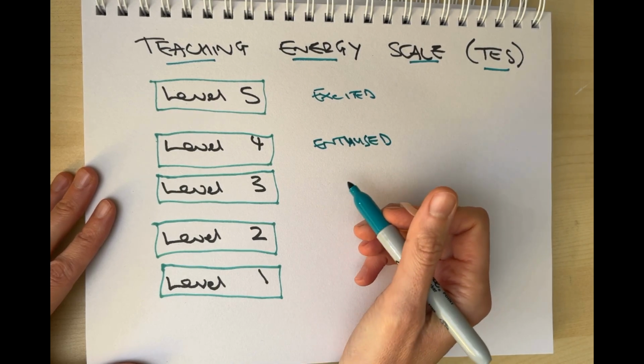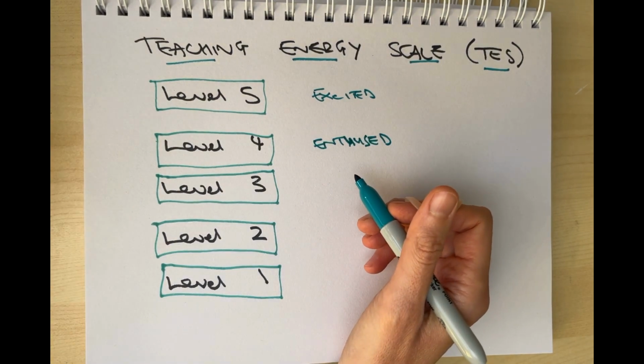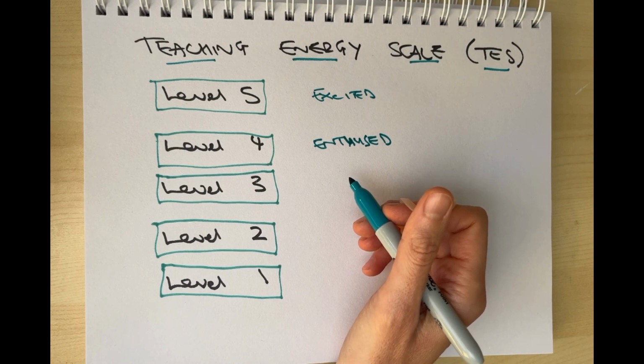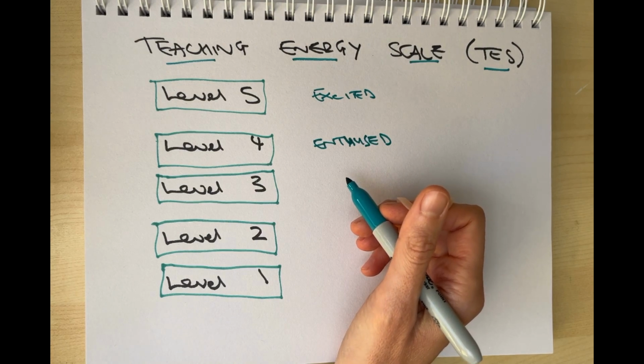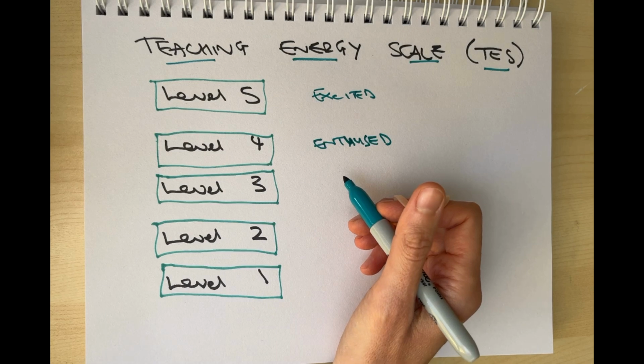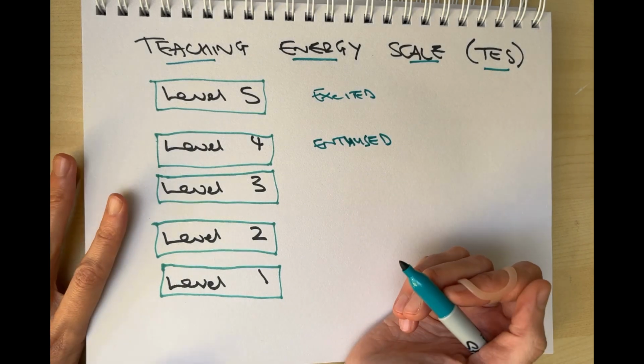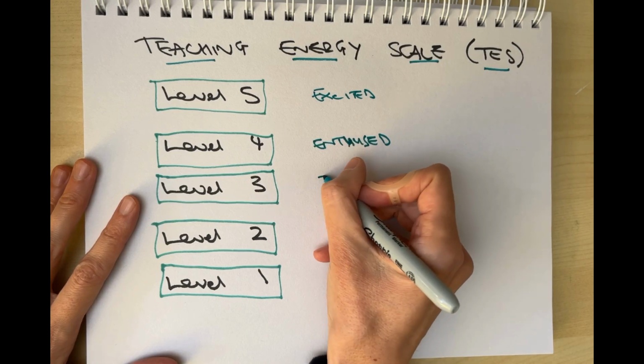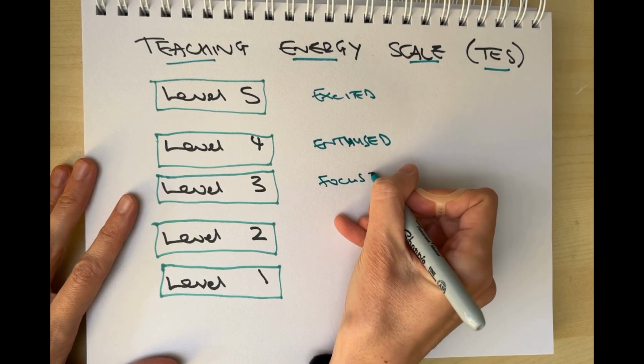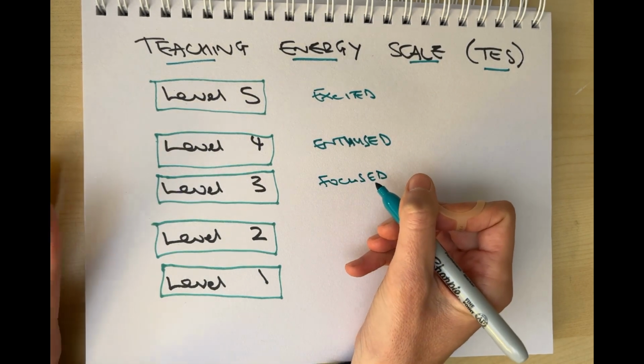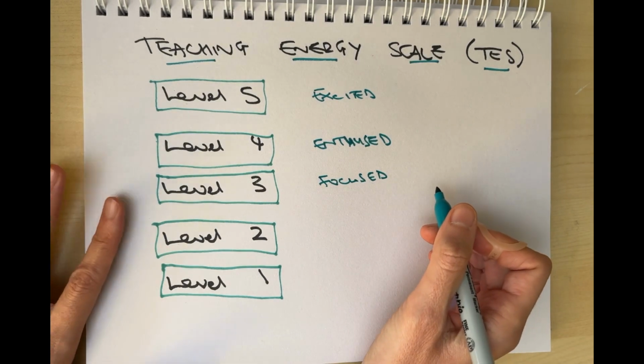If you're enthused, you're upbeat and you're motivated, you are projecting confidence and positivity. This level works really well for group discussions, for motivating students, or if you're trying to demonstrate some of the more challenging concepts. Level 3 is about being focused. Here you're steady, you're purposeful, you're delivering your material with clarity and intention.